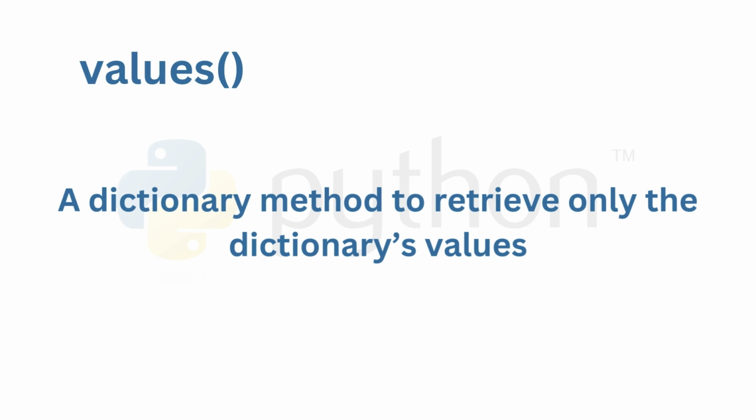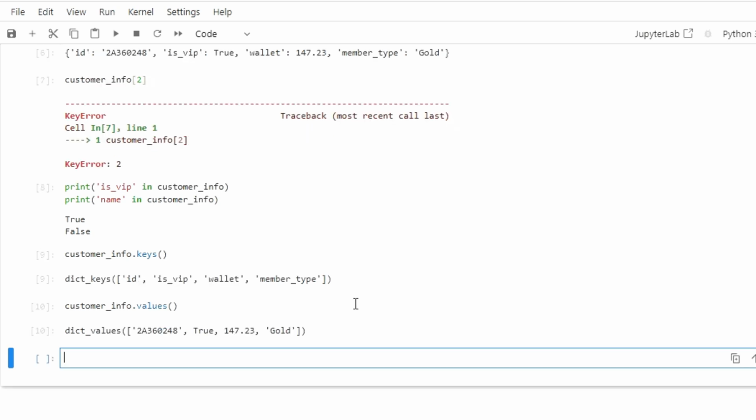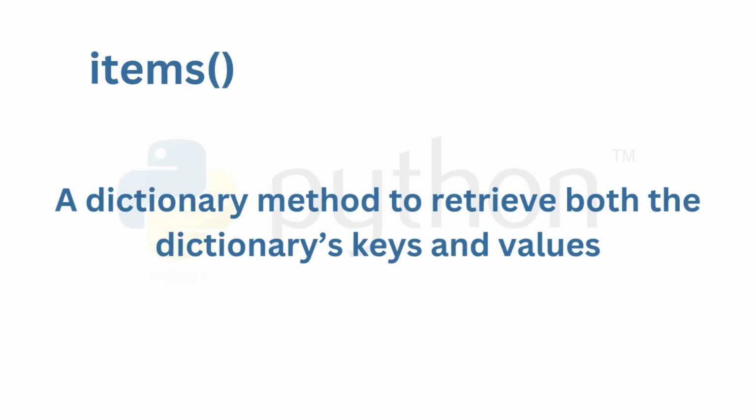When applied to our customer info dictionary, we get the values returned as a list. In this case, you can see here we have the ID value, True, 147.23, and then gold. Since our values are lists of tuples, it means the result of calling this method is a list of lists of tuples. But what if you want to access both the keys and their values? You can, using the items method, which lets you retrieve both the dictionary's keys and values.